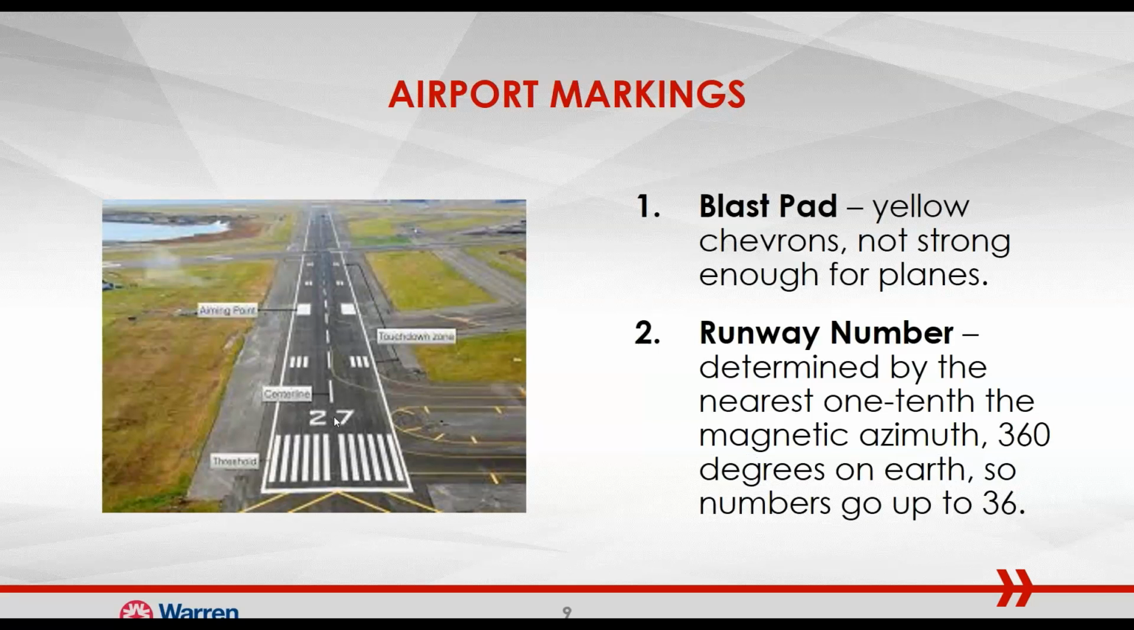And you should note that every runway has a number. We'll talk about this in a minute, but these are related to degrees on the planet. A runway number is determined by the nearest 1/10 of the magnetic azimuth, 360 degrees on Earth. So the numbers can go up to 360. So if there's a 27, that's really 270 degrees. If there's a 9, that's 090 degrees.